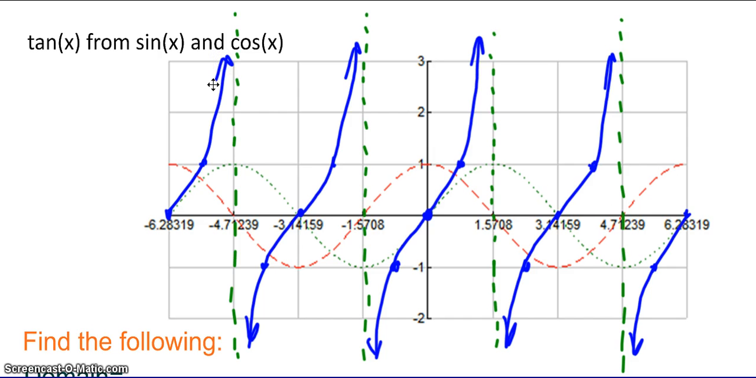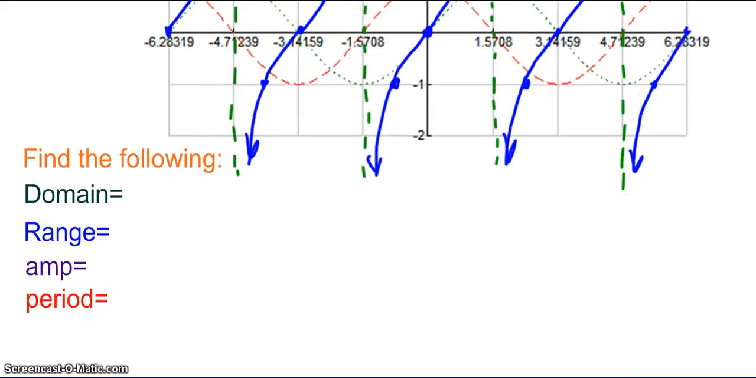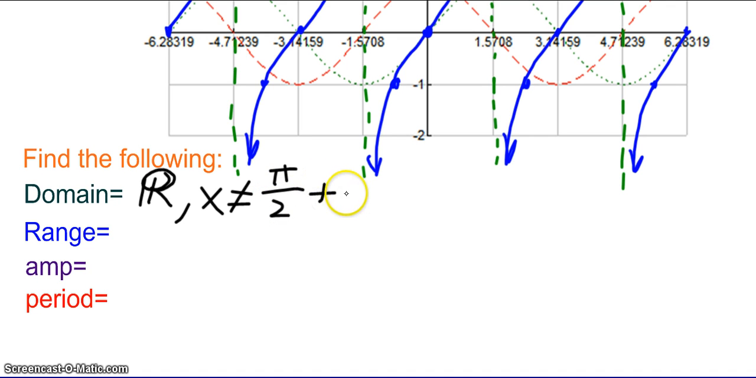So that's our tangent function. Well, now let's talk about, okay, what is the domain, what is the range, what is the amplitude, what is the period? Well, the domain, if we look here, every time there's an asymptote, the function does not exist. So our domain is going to be all real numbers except x does not equal pi halves plus n pi.